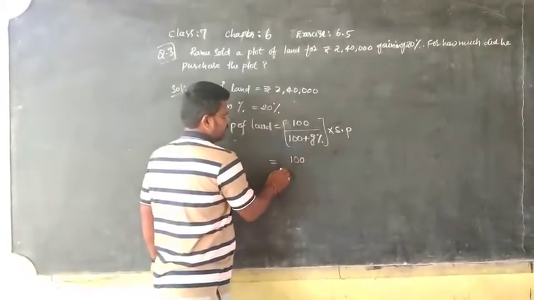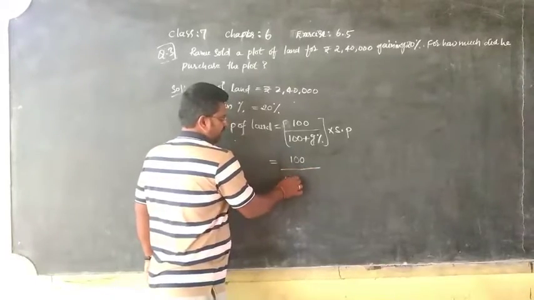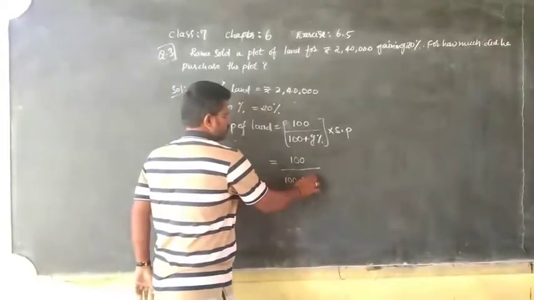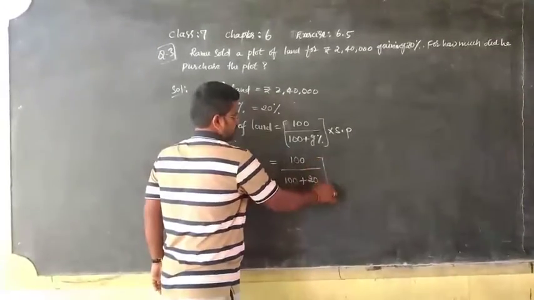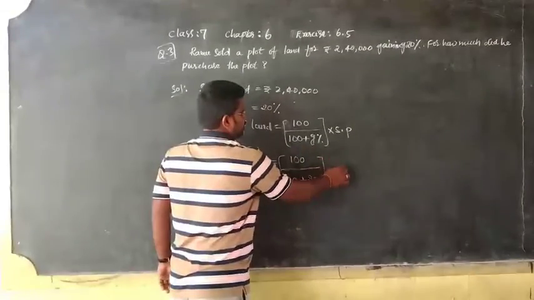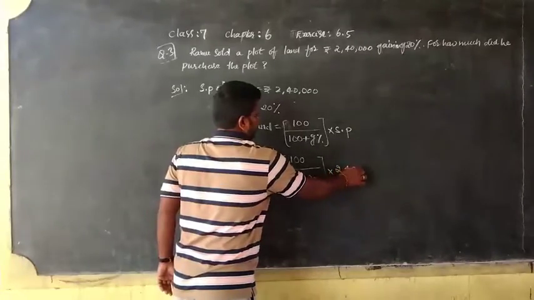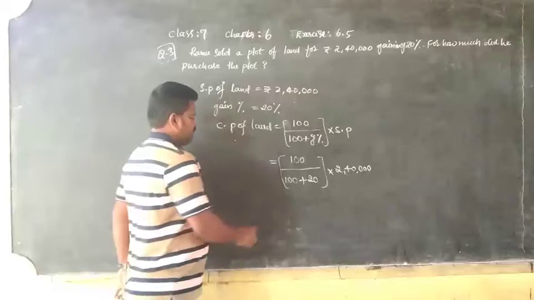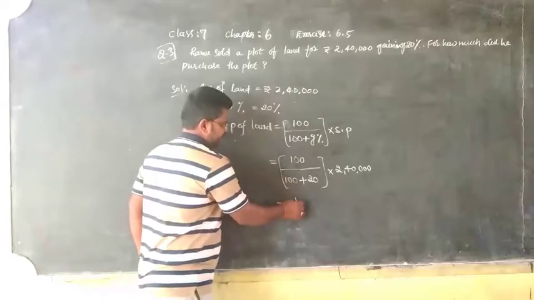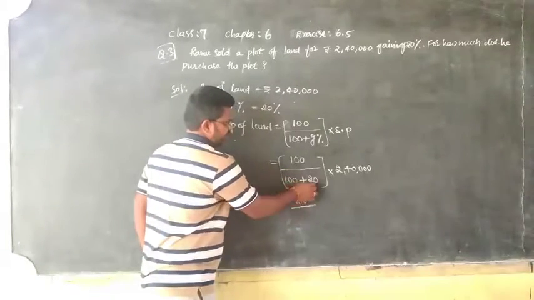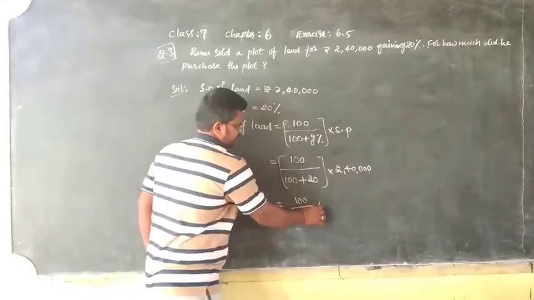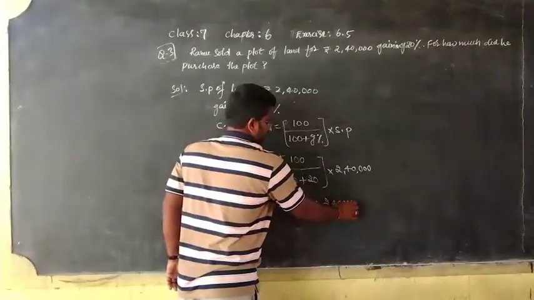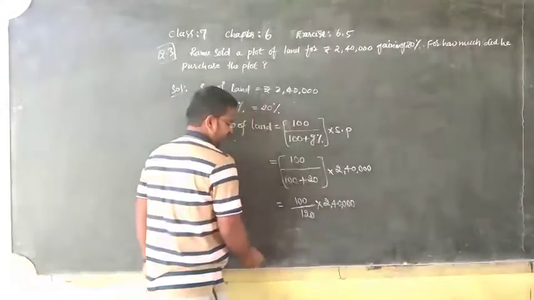This is 100 by 100 plus gain percent. How much is it? Gain percent is 20, into SP is 2,40,000. Right. So 100 by 100 plus 20, 120, into 2,40,000. Right. So simplify.